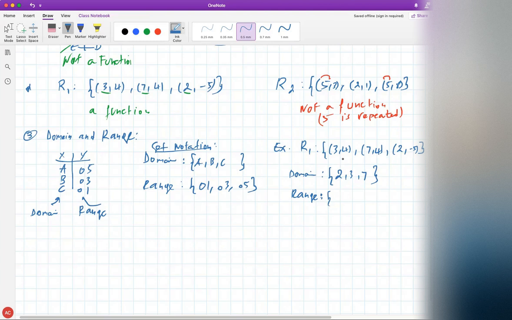The range here would be, we have 4 and 4 and -5. So no need to repeat the 4. Just once is enough. That's it. So you can easily take a table or a set notation like this for a relation set.